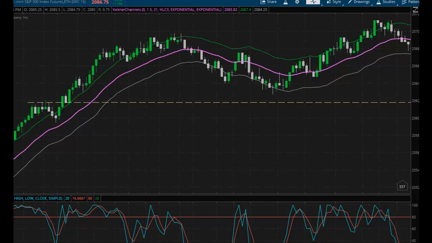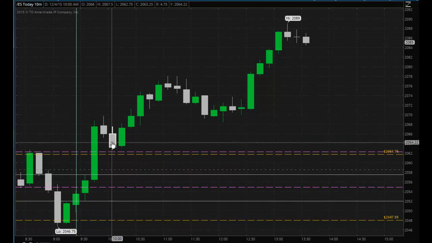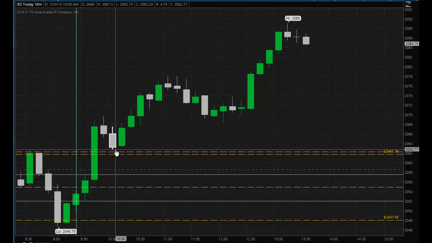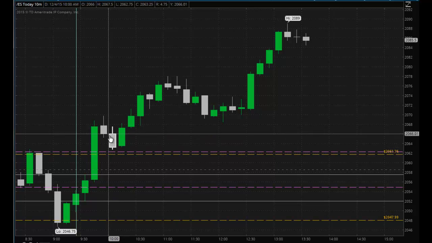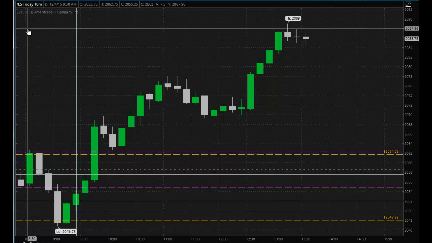Over here, well, let me go back real quick to that other chart, and let's look at where this pullback was. This pullback happened at about anywhere from 10 o'clock to 10:10. So this bar was 10 o'clock to 10:10. In that area, you want to be looking for a way of getting on board.